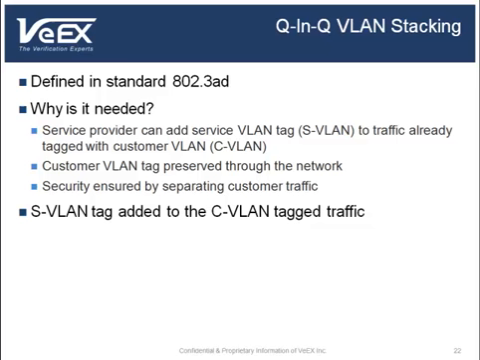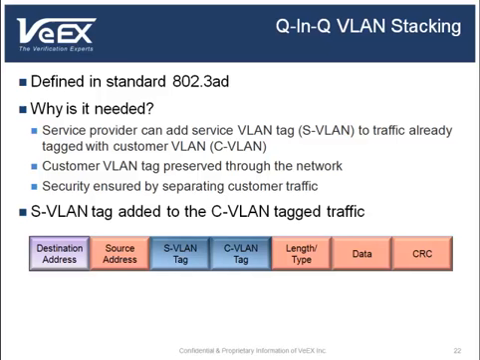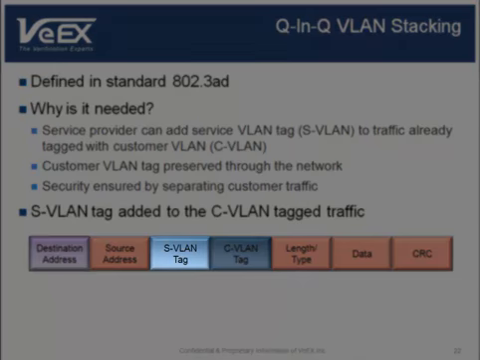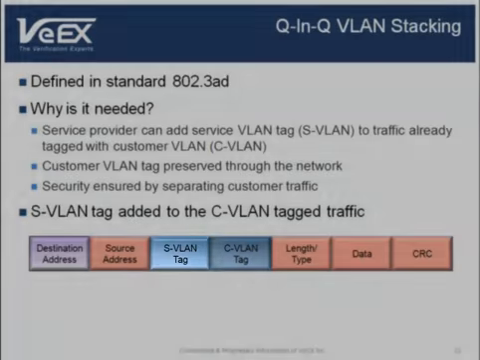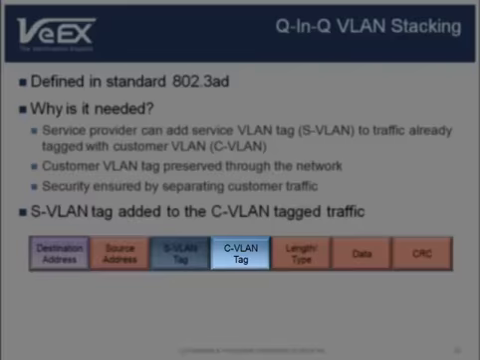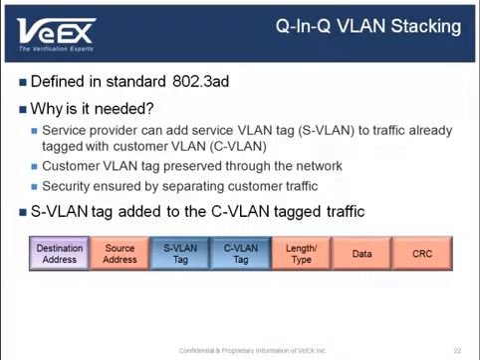Standard IEEE 802.3 AD defines the concept of double VLAN tagging, also called Q-in-Q, which is used by service providers when interconnecting VLAN traffic from remote locations. VLAN tags are added when the Ethernet traffic enters the carrier's network, and they are removed when the traffic exits the network. The service provider can add a service VLAN or SVLAN tag to the traffic that already has a customer or CVLAN tag. The VLAN stacking process supports customer VLAN preservation over the service provider network and ensures a complete separation between traffic from different customers.